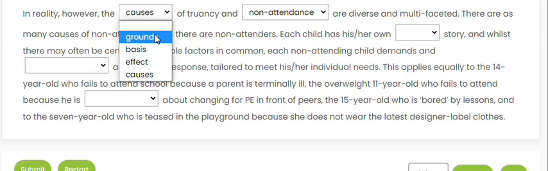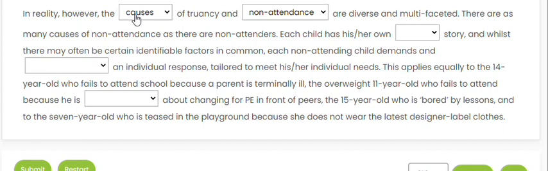And for non-attendance, not coming to school, let's say, we don't say what is the ground for not coming. Ground means basis. We say what is the reason for not coming. Reason and cause are the same. So causes, we needed a plural noun because are is plural here. The causes of non-attendance, because non-attendance is the topic.